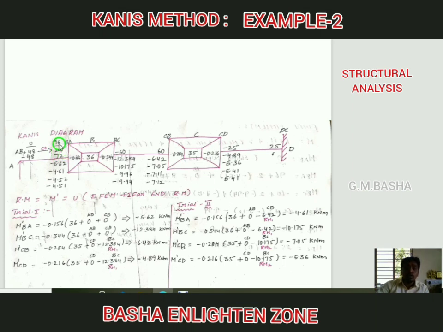Then you have to sum these two fixed moments and add this one. Then you will get 96 here. So the BA fixed moment will be 96 here. After that, what do we have to do? For the sum of the fixed moments, you have to take this 96, not this 72. After finalizing this fixed moment BA, that is 72 plus 24, you will get 96.